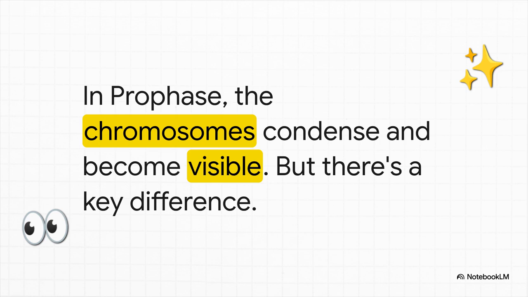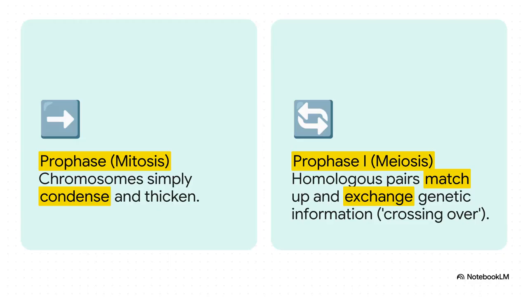But this is where the two paths really start to diverge. In meiosis, chromosomes actually swap DNA. This crossing over is why you don't look exactly like your siblings.